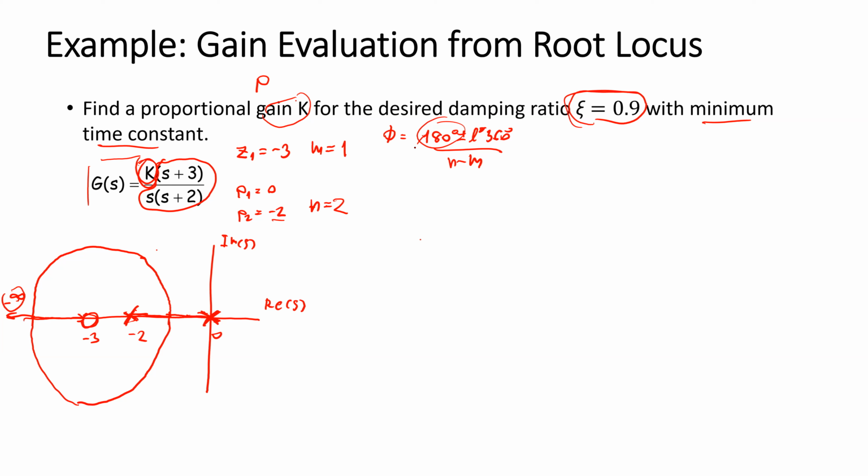The problem now is where is the breakaway and where is the break in point? Why should we know the breakaway and the break in? We want to know the radius of this circle because we want to pick the point on the circle that relates to the damping ratio 0.9.